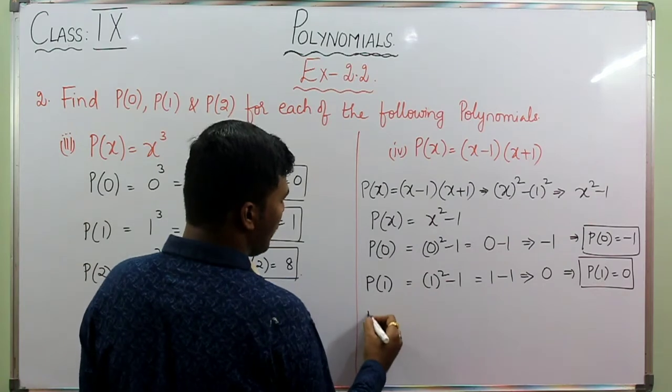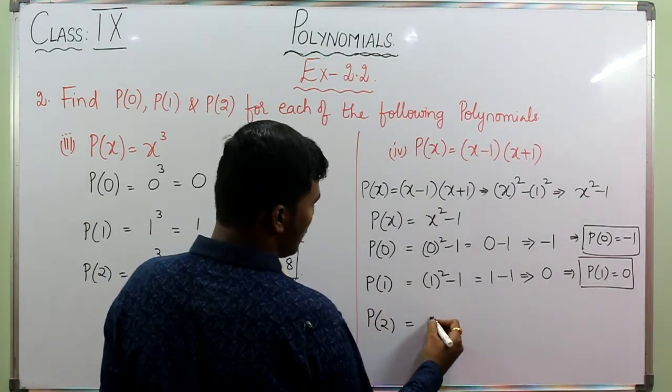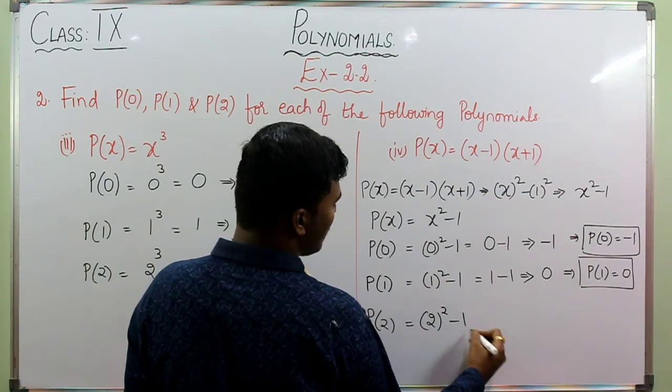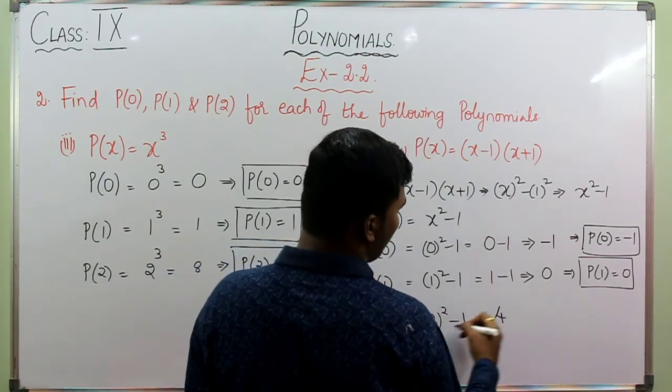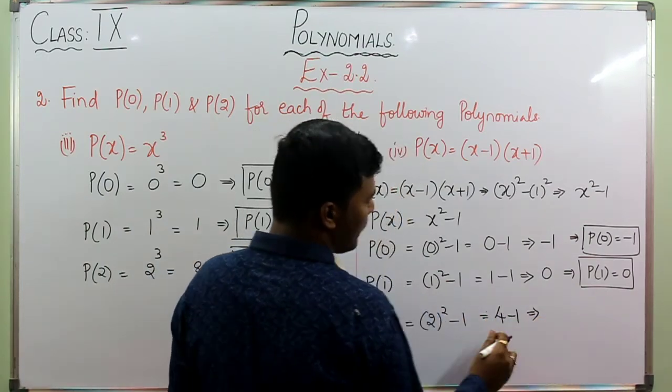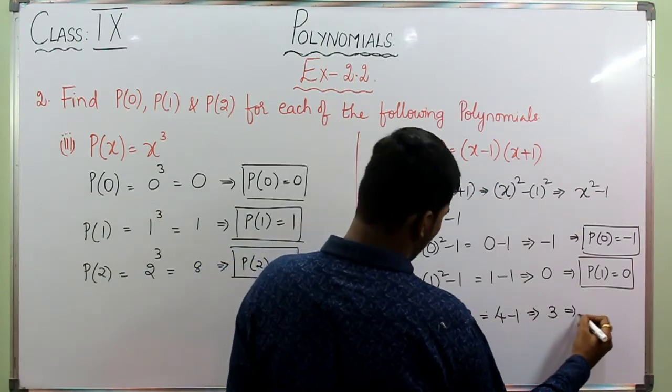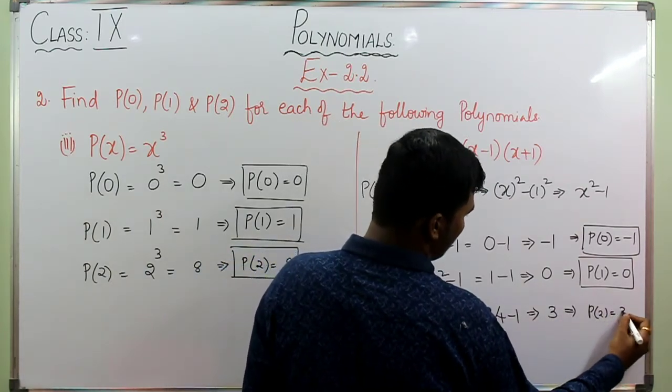And the next, p of 2. P of 2 is equal to 2 square minus 1. 2 square is 4 and minus 1. This implies 4 minus 1 is 3. Therefore p of 2 is equal to 3.